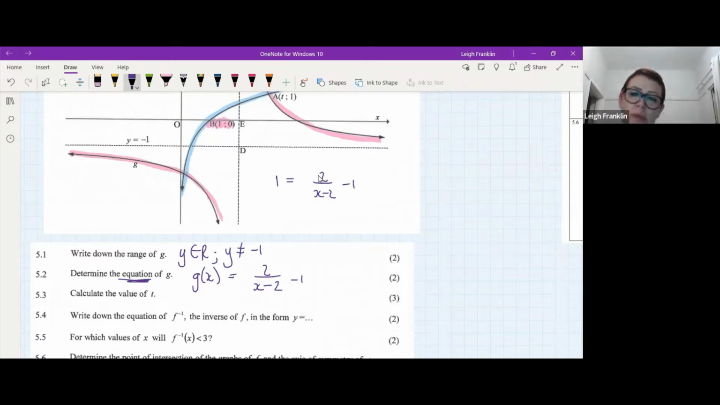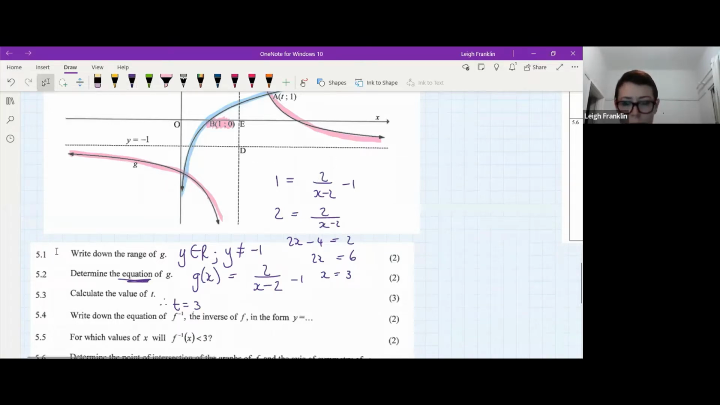Now, I don't know about you guys, but what I like to do with this is cross multiply. So I'm going to take this minus 1 on the right over to the left. I'm going to write that as 2 equals x over 2. And now I'm going to cross multiply. So that's going to leave me with 2x minus 4 is equal to 2. So that means that 2x is going to be equal to 6, which means that x is going to be equal to 3. So therefore, t, in my opinion, is equal to 3. Okay. Everybody happy?